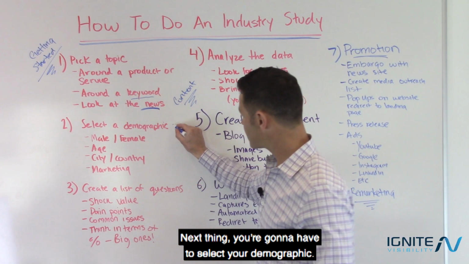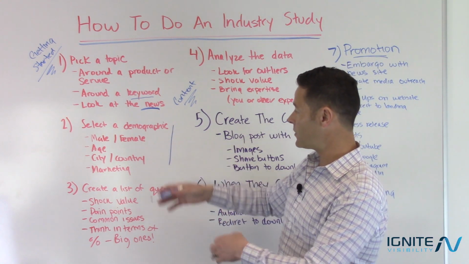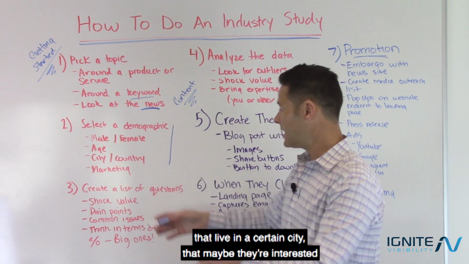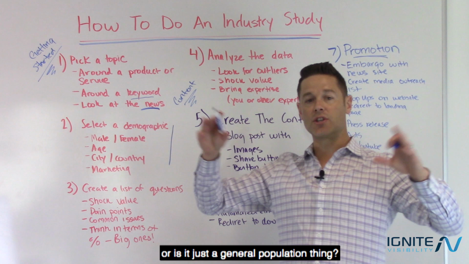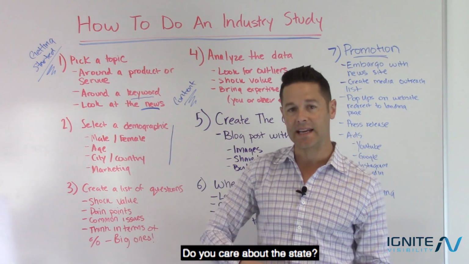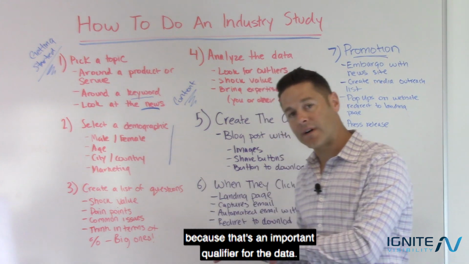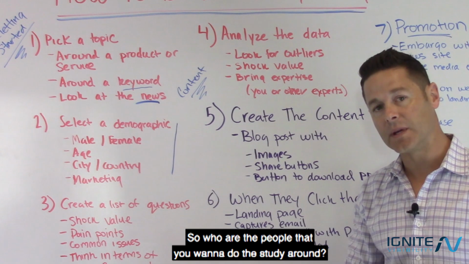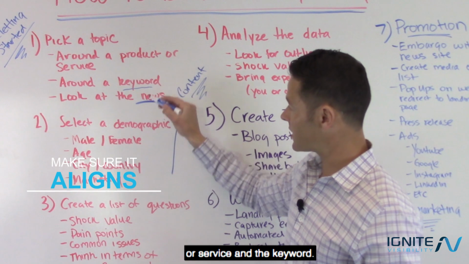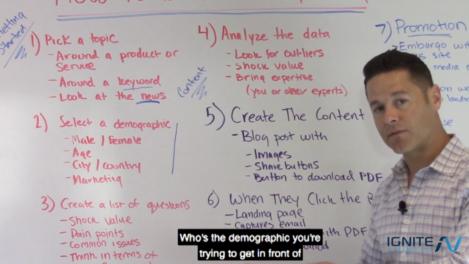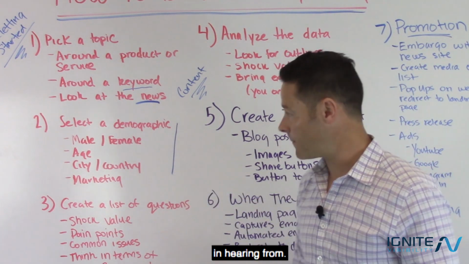Next thing, you're going to have to select your demographics. Do you want to do the study for people who are male, who are a certain age, that live in a certain city, that maybe are interested in marketing, or are they a CEO, or is it just a general population thing? Do you care about the state? You need to make sure that you set your specific demographic, because that's an important qualifier for the data. So who are the people that you want to do the study around? Of course, that needs to align with the product or service and the keyword. Who's the demographic you're trying to get in front of, or the demographic that the people who are looking for your product and service would be interested in hearing from?